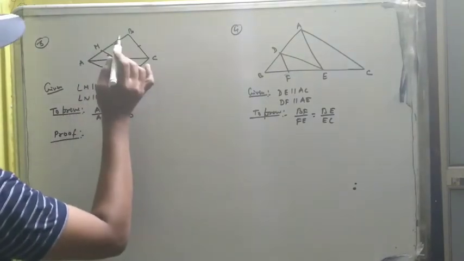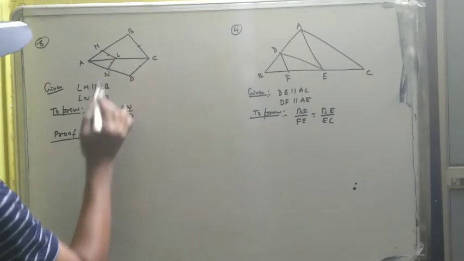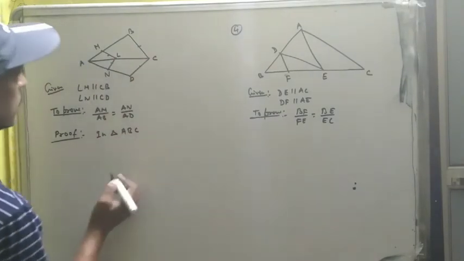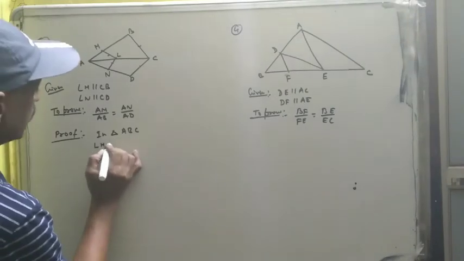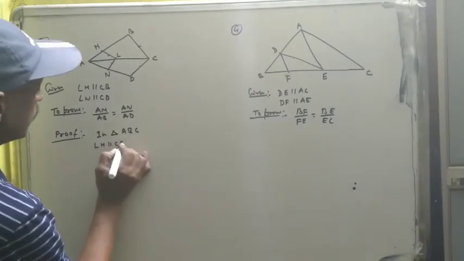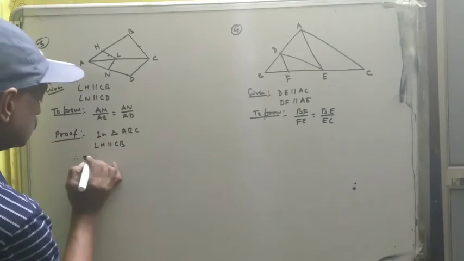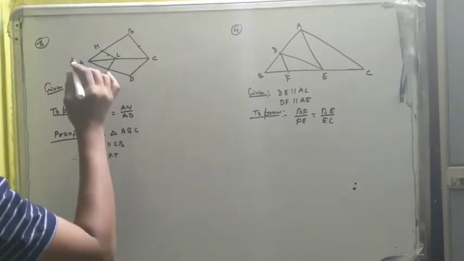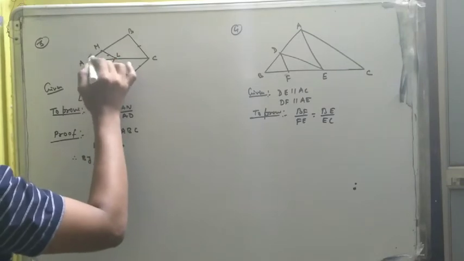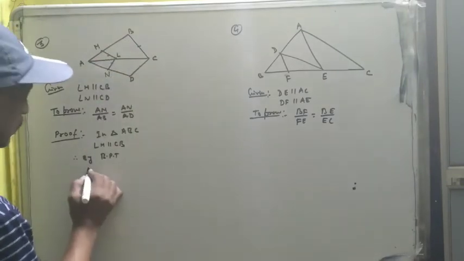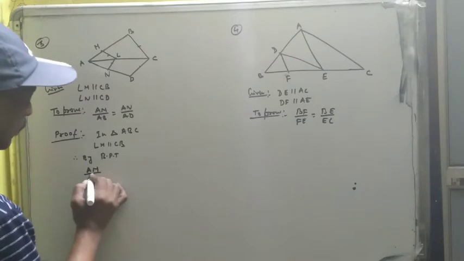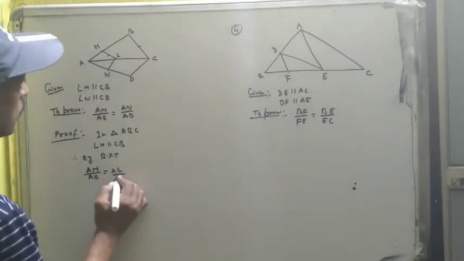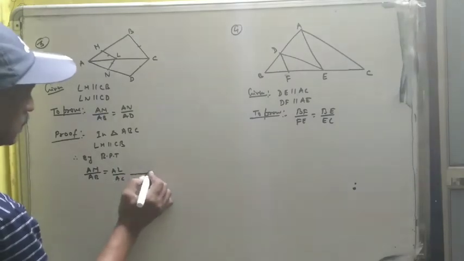At first we will take the triangle ABC. So write, in triangle ABC, LM is parallel to CB, therefore by BPT, by Thales theorem, we can write AM upon AB equal to AL upon AC. This is equation 1.